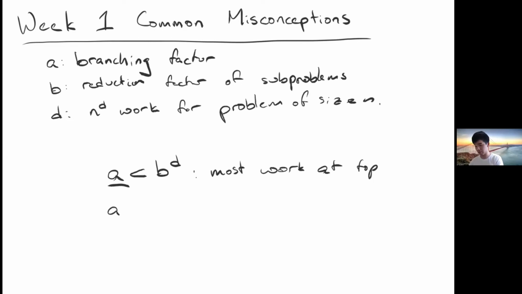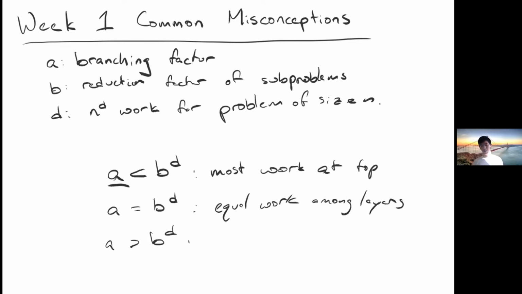And then if A is equal to B to the D, then all the work is done equally, right? We're branching just as much as we reduce problems, so there's equal work on layers. And then finally, if A is greater than B to the D, then that means that we're branching faster than we're reducing the size of our subproblems, and so most of the work is going to be done at the bottom.